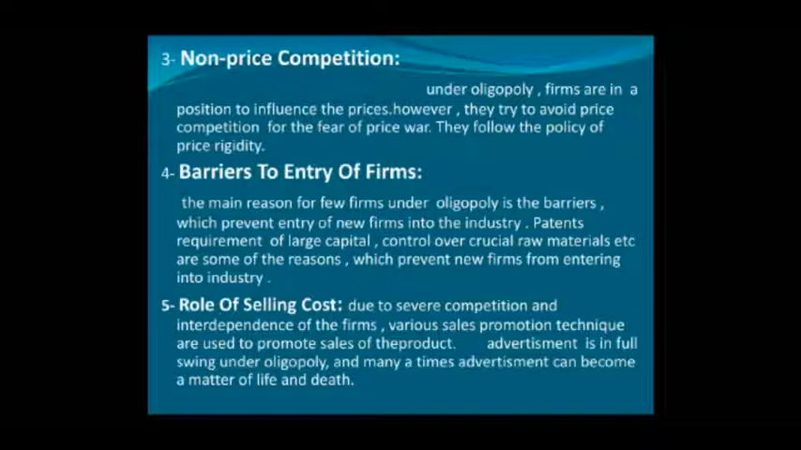Fourth, barriers to entry of firms. The main reason for few firms under oligopoly is the barriers which prevent entry of new firms into the industry. Patents, requirement of large capital, control over crucial raw materials, etc. are some of the reasons which prevent new firms from entering into the industry. Only those firms enter into the industry which are able to cross these barriers. As a result, firms can earn abnormal profit in the long run.